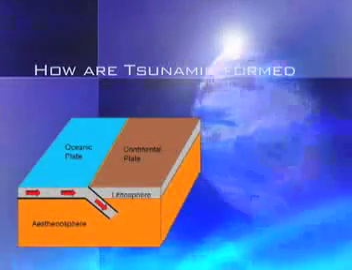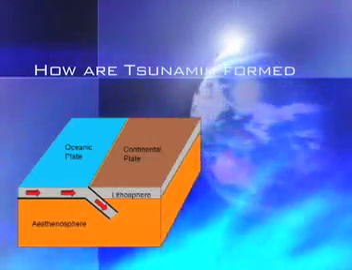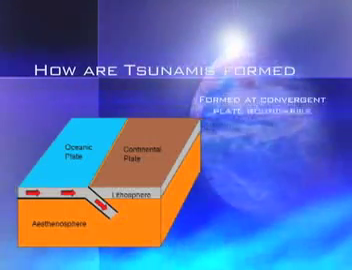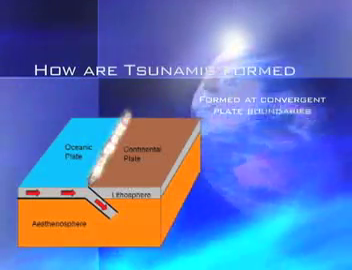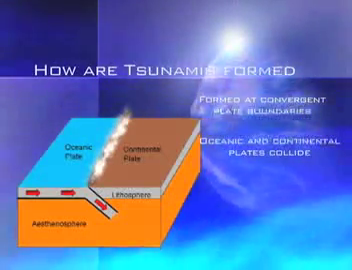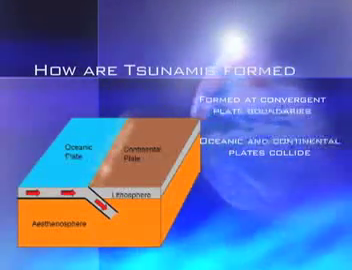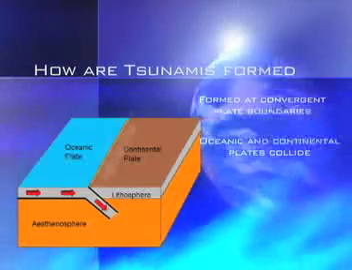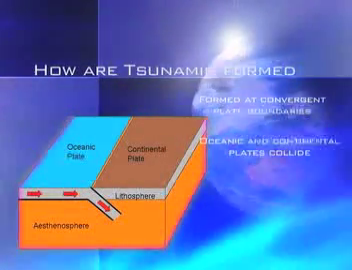So, how are tsunamis formed? Tsunamis are formed at convergent plate boundaries, such as subduction zones. At these boundaries, oceanic and continental plates move towards each other and collide. The force of the collision causes stresses to build up along the fault line. Gradually, as the crust overpowers the rock, the fault slips. The denser oceanic plate slips beneath the continental plate, forming what we call the subduction zone.